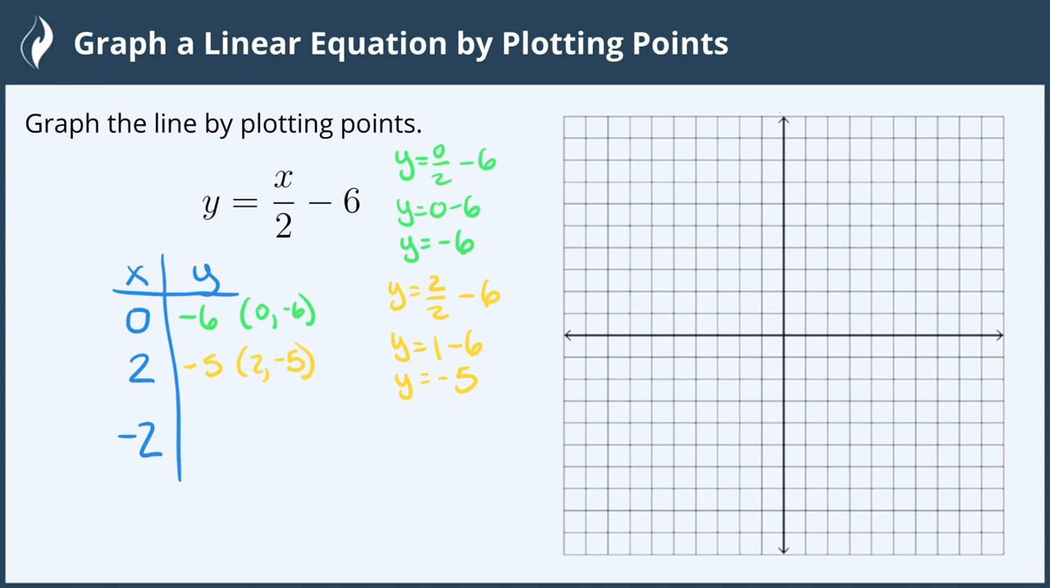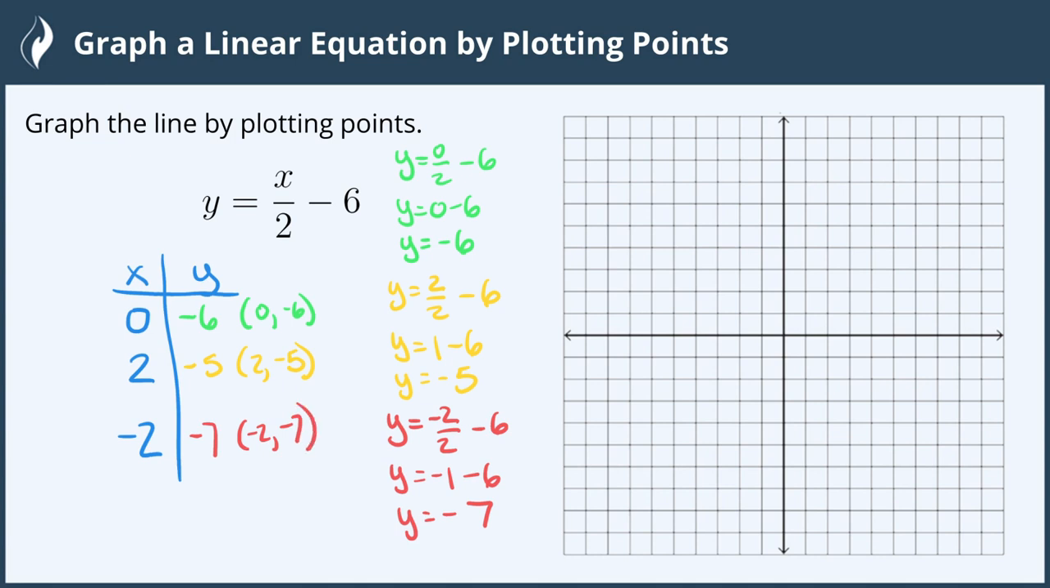Let's go ahead and substitute negative 2 in. When we substitute negative 2, we get y equals negative 2 divided by 2 minus 6, so y equals negative 1 minus 6, or y equals negative 7. So the y-coordinate when x equals negative 2 is negative 7, or we can write this as the ordered pair negative 2, negative 7. Let's go ahead and plot all these points.